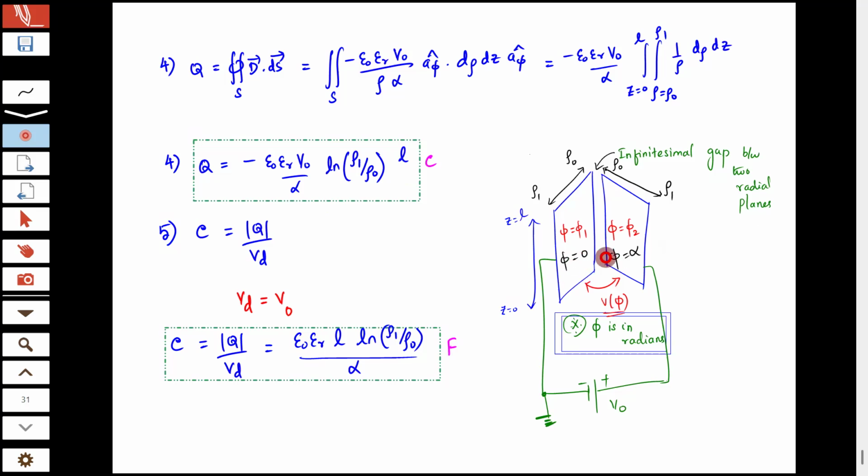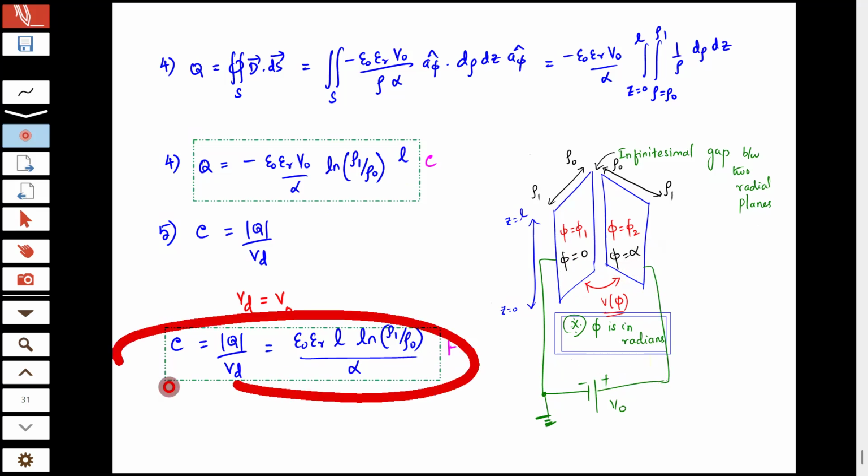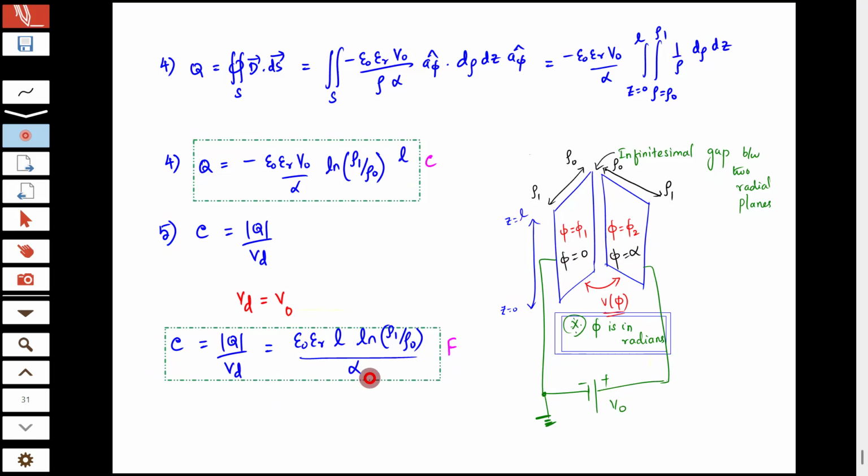For different boundary conditions, meaning for different angles, the expression will change. For this specific case of phi 0 at voltage 0 and phi alpha at voltage V naught, this is the expression for capacitance. For different conditions of phi 1 and phi 2, a different derivation is going to yield a different expression accordingly. I hope you have understood this.